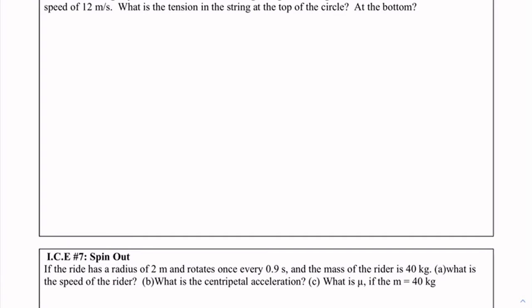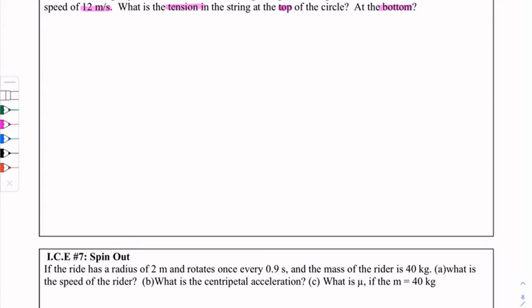Okay, this video is going to go over in-class example number 6, which reads, a 2 kilogram object is attached to a 1.5 meter long string and swung in a vertical circle at a constant speed of 12 meters per second. The question is, what is the tension in the string at the top and at the bottom?